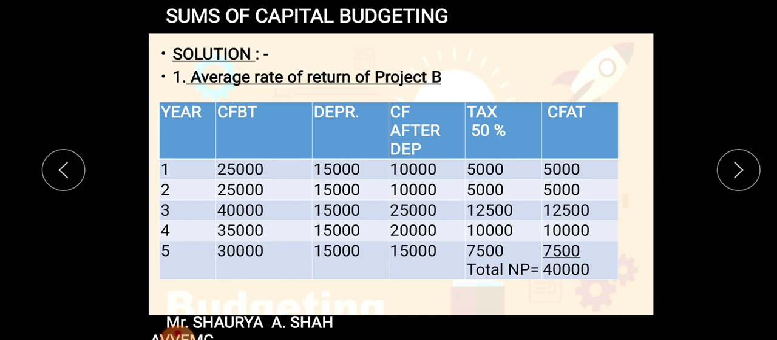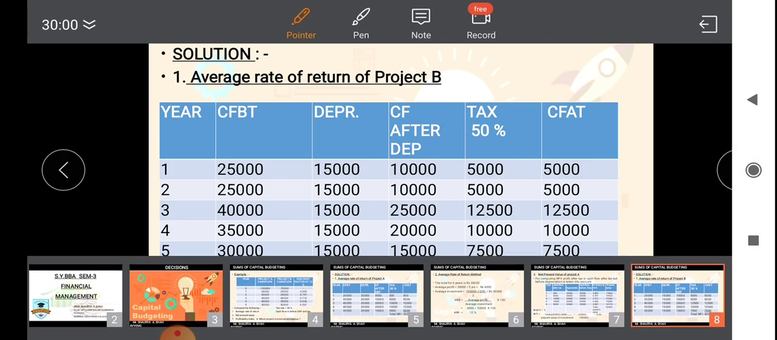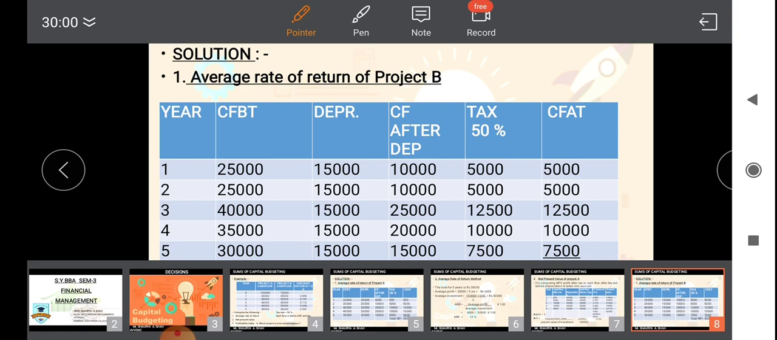Now what I have done is column number 2 minus column number 3. So I have got the cash flow after depreciation. So 25,000 minus 15,000 is 10,000, and so on and so forth, right? So I have got my third column, that is cash flow after depreciation. What I have done is again taken the tax rate of 50%. So just calculate the tax at 50% of this column. I hope everyone has done this, students.